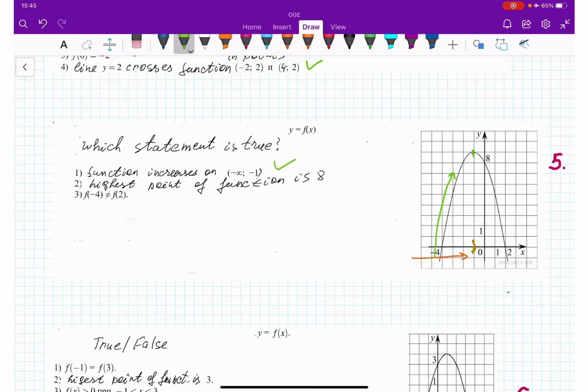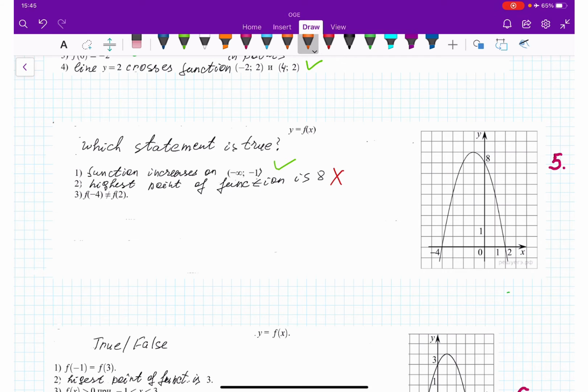And number 2, highest point of function is 8. Is not the highest point. What is the highest point of the function? Is this point, right? Highest one. And this is 9, not 8. So this is red color. And lastly, f of negative 4. Let me clean this so we can work further.